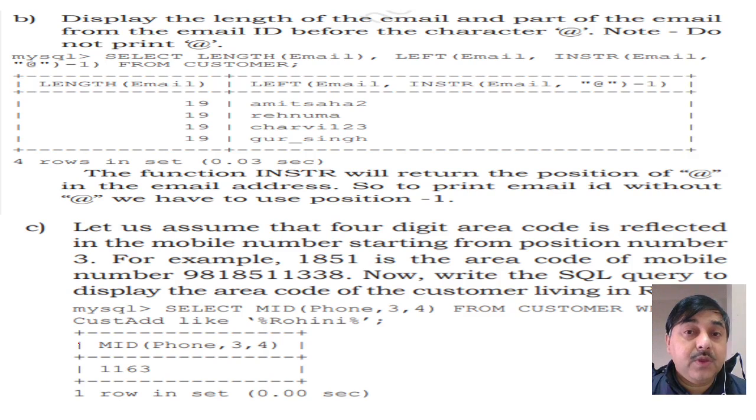When we are finding those values, we can also find out the length of the particular value. Suppose here it has shown the email address, LEFT of the email address, then INSTR up to the at the rate sign, then minus 1. That means how much we want to deduct from which column.